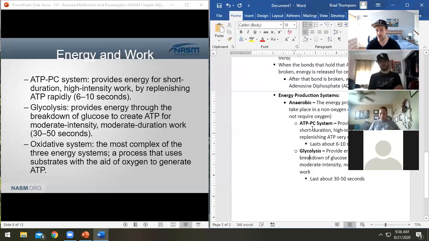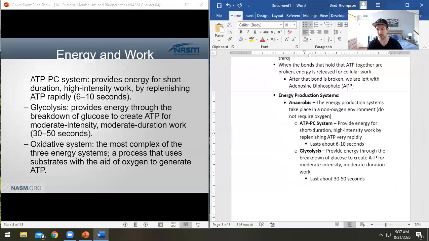If you've got plenty of creatine, maybe you've gotten it to last a little bit longer, and glycolysis is going to kick in a little bit later. If not, glycolysis is going to have to kick in beforehand. So none of this is perfect. But that's why we see glycolysis. It's going to last about 30 to 50 seconds.